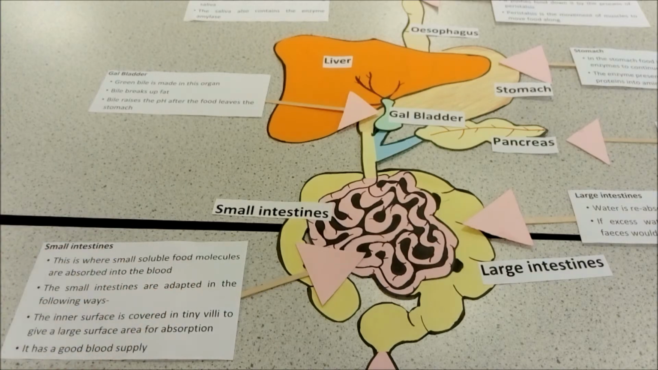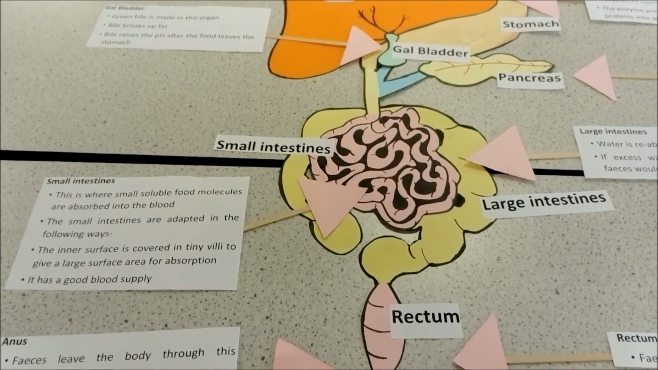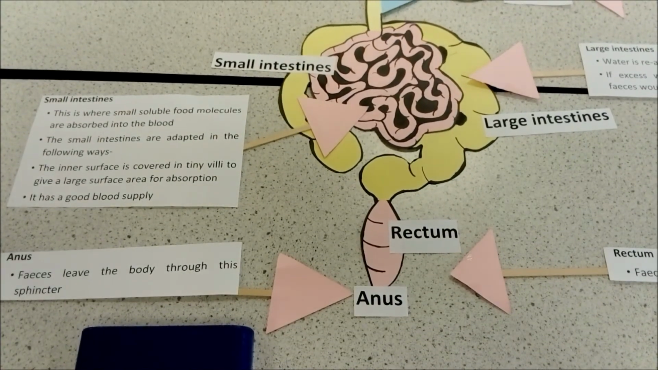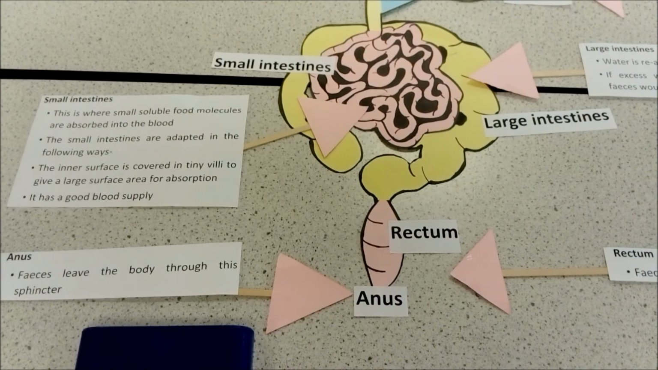After the small intestines, the food enters the large intestines. In the large intestines, excess water is reabsorbed. After the large intestines, the feces that is left over collects in the rectum before being expelled through the anus.